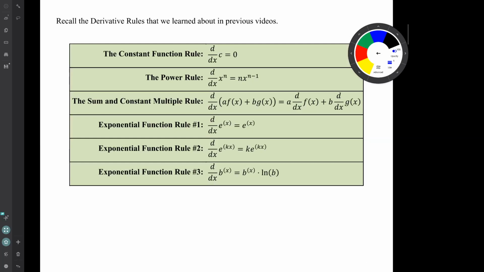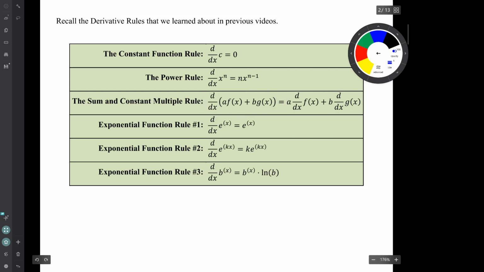Let's start by recalling the derivative rules that we've learned about in previous videos. We have the constant function rule. The derivative of a constant function is 0. We have the power rule. The derivative of a power function is computed that way. We have the sum and constant multiple rule, which gets used a lot. The derivative of that expression is this.